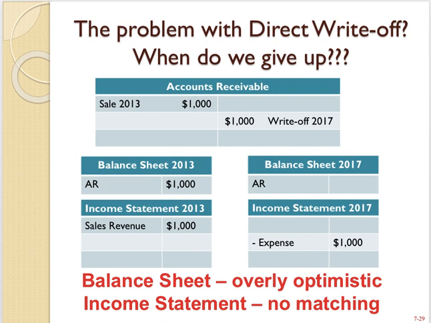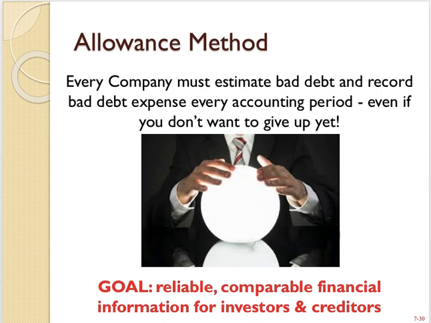So that's why the direct write-off method is not preferred under GAAP. GAAP is generally accepted accounting principles. It is not the preferred method. Instead, we want to use the allowance method. And what the allowance method says is this: every company must estimate their bad debt and record bad debt expense every accounting period, even if you don't want to give up yet. Okay, I know different companies are going to have different policies for when they give up, and some will never ever give up. But it doesn't matter. Even if you never ever give up, you still have to estimate bad debt and record that expense every single accounting period.